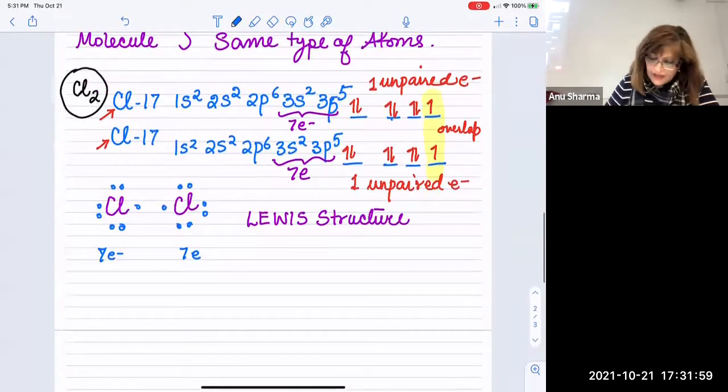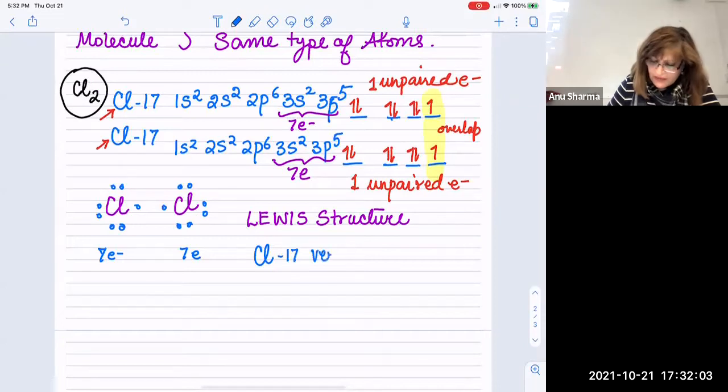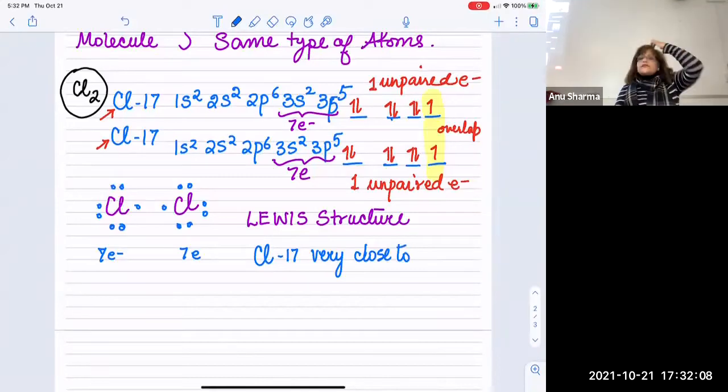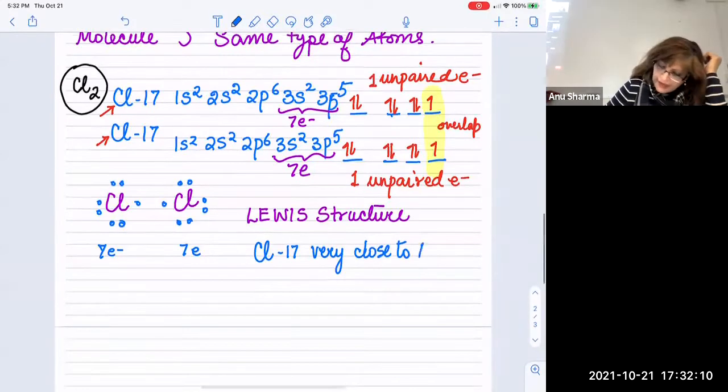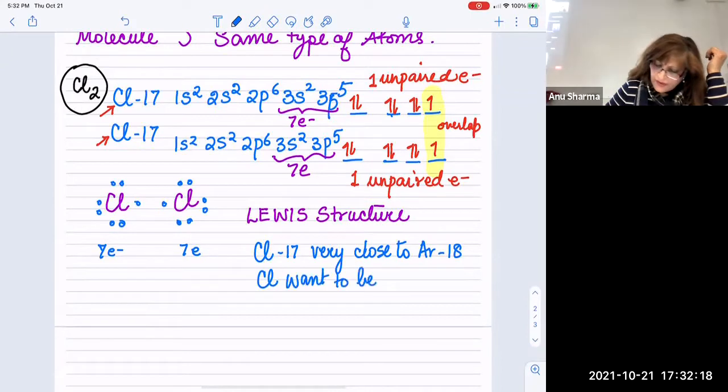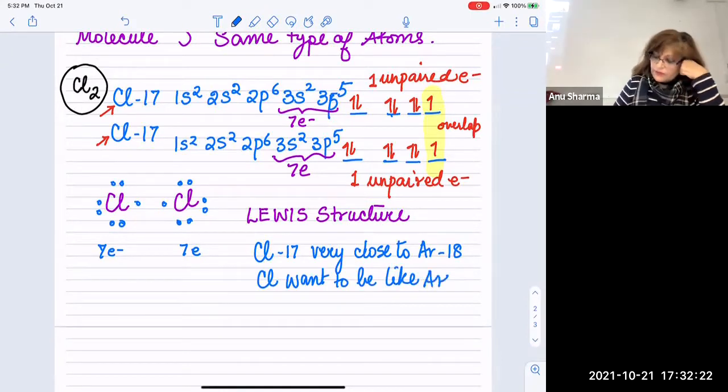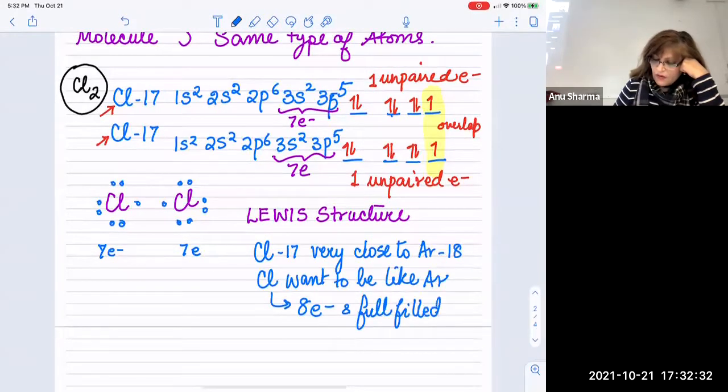Now, chlorine, with 17, is very close to which noble gas? Argon. Very good. And argon has 18. So chlorine wants to be like argon. In other words, chlorine wants 8 electrons in its last shell and fulfilled orbitals also.